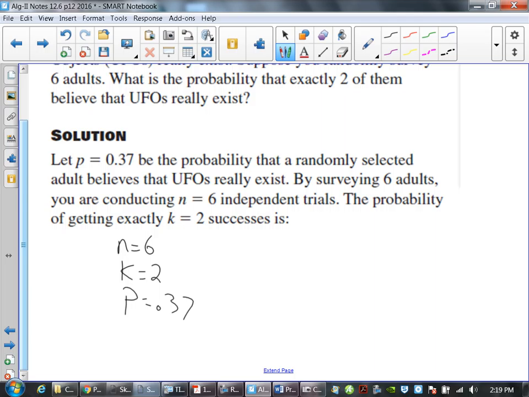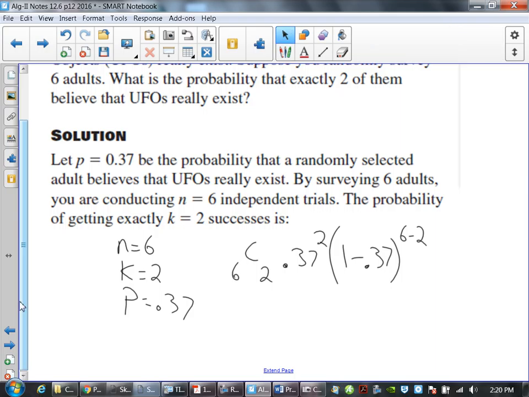So as you follow through that via the book itself, or the way that it's written out, you'd have 6 choose 2, 0.37 to the K, which is 2, and then it's 1 minus 0.37 to the 6 minus 2. Now when you throw that in the calculator, you're going to get a more workable number because you have a smaller sample size that you're starting with.